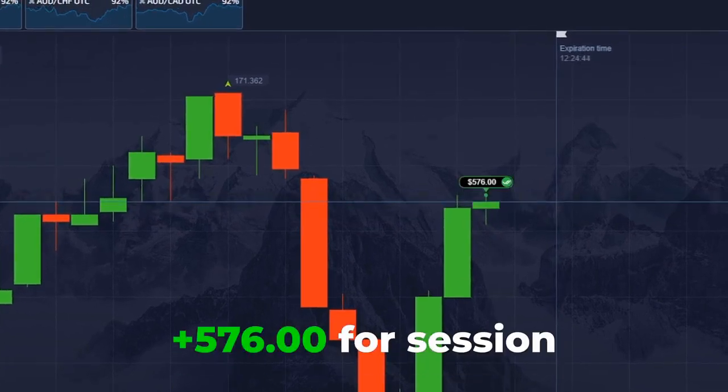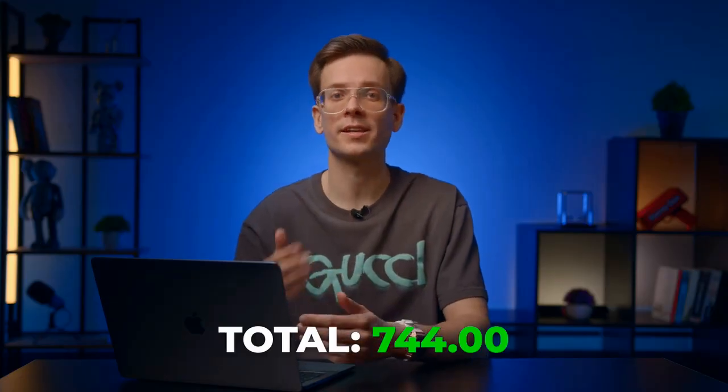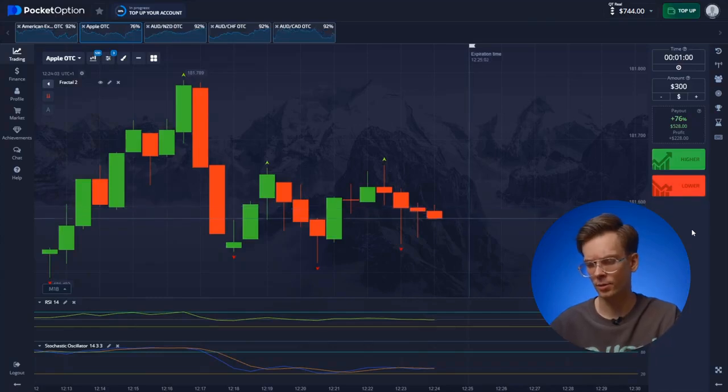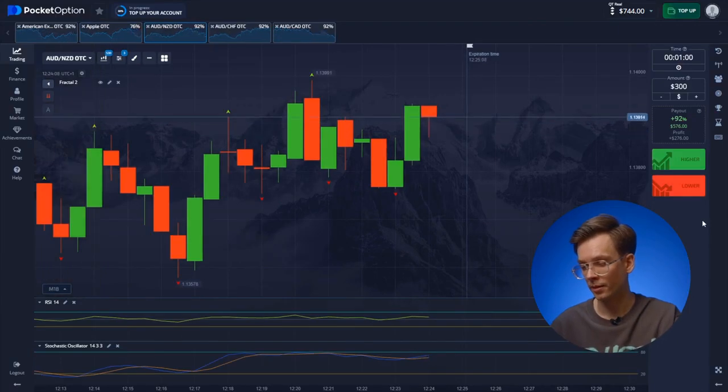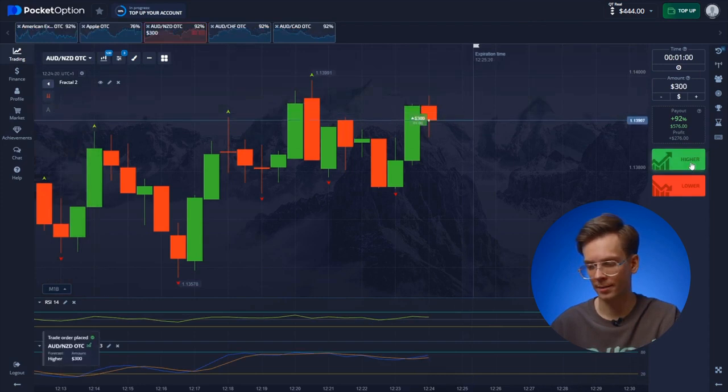Nailed it! Another great trade. The key is to correctly identify the trend. And the final trade. Apple's situation still remains uncertain. Then Australian dollar and New Zealand dollar. Good moment to enter. I'm investing 300. Hitting higher.